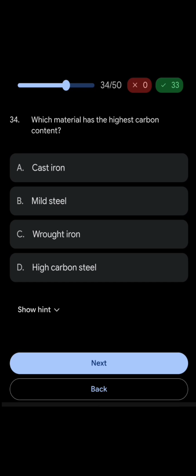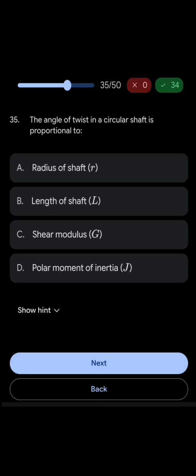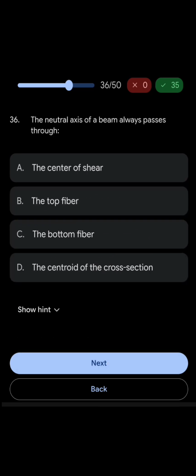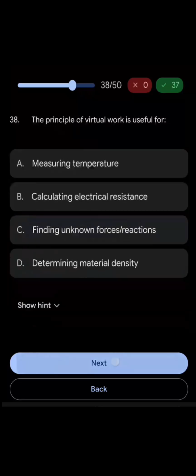Which material has the highest carbon content? Cast iron. The angle of twist in a circular shaft is proportional to length. The neutral axis of a beam always passes through the centroid of the cross section. The work done by a constant force is the product of force and displacement in the direction of the force.